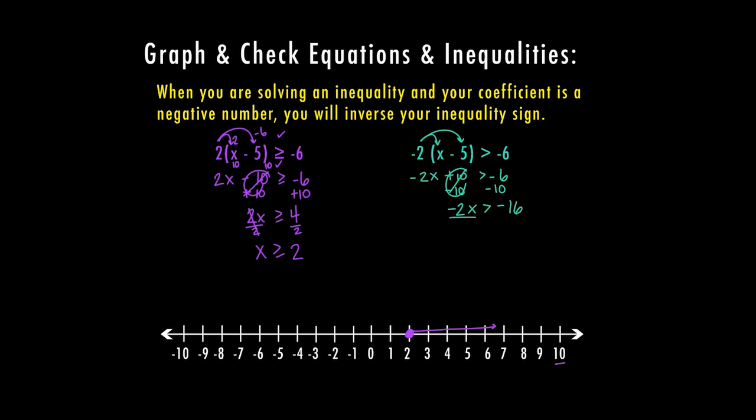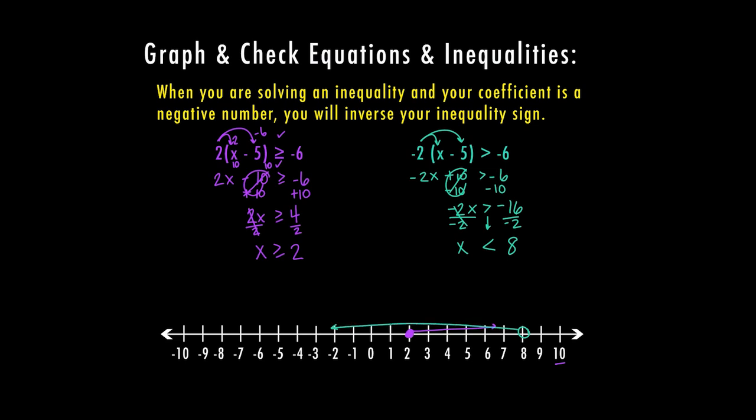So now I'm going to divide by a negative 2 on both sides. So this time I'm supposed to flip my inequality sign, or reverse it, do the inverse. Negative 16 divided by negative 2 is 8. So my answer should be everything less than 8. Now, it's not supposed to include 8, so I don't want to have a closed circle. I'm going to have an open circle. And this time I'm going to go to the left.